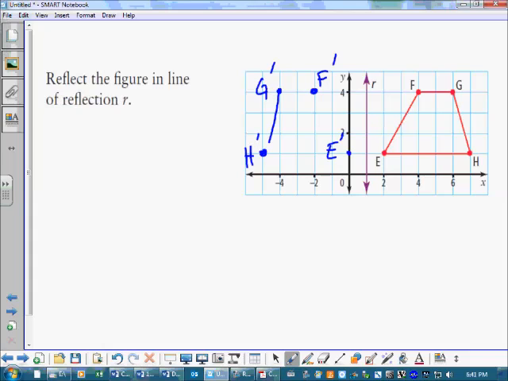And we can do a little connect the dots. You've got a figure that is exactly like its original, as you can see. That, my friends, is how you do a reflection.